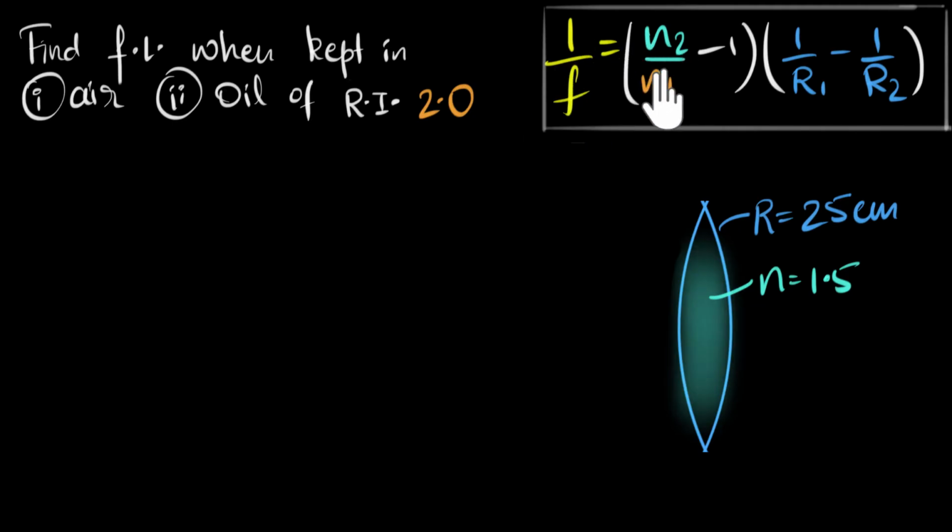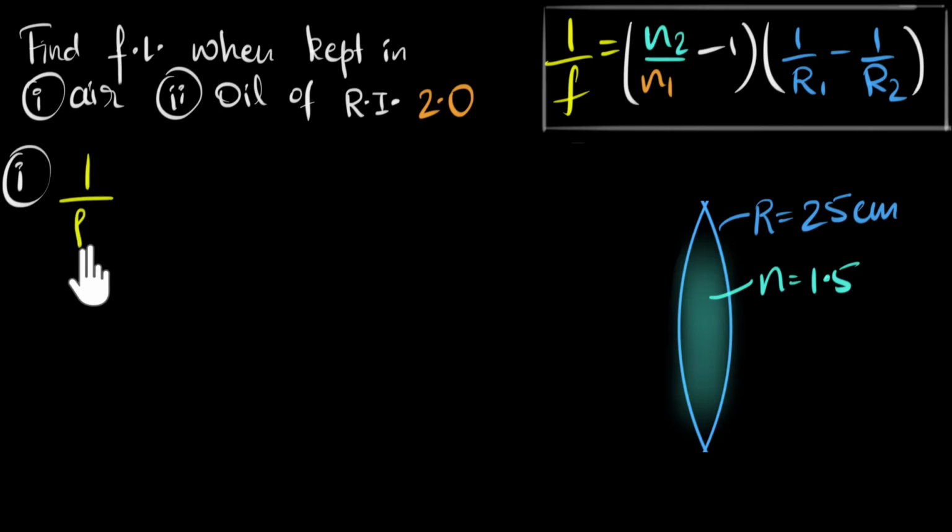1 over f, where f is the focal length, equals n2, the refractive index of the material of the lens, divided by n1, which is the refractive index of the surrounding medium, minus 1, times 1 over r1 minus 1 over r2, where r1 and r2 are the radii of curvatures of the two surfaces. So let's apply this formula and see what the focal length is. So let's look at case 1.